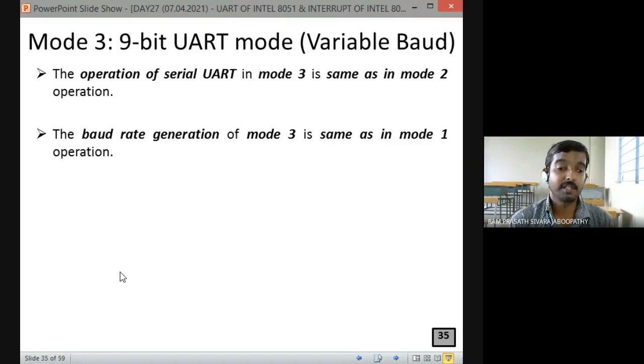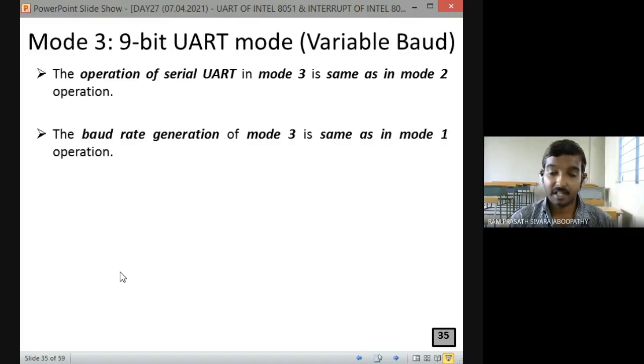Mode 3 operation is similar to mode 2. Similarly, baud rate generation is similar to mode 1. That's all about the mode 3 operation. You don't need to study it separately. See, there is only one difference between 8-bit UART and 9-bit UART.